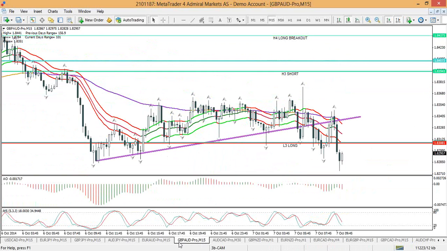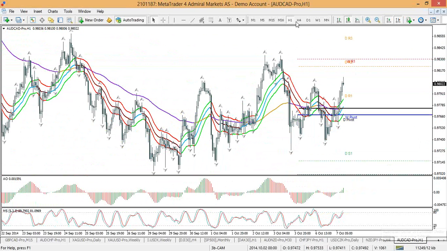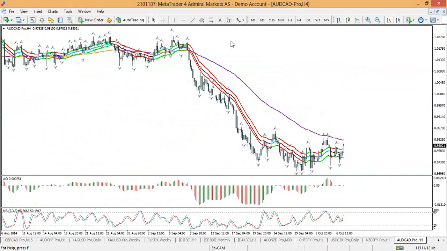Pound CAD, pound odd. Let me take a look at the odd CAD now, because pound CAD, pound odd, pound yen all look bearish. So let me take a look at the CAD yen and odd CAD one more time. Odd CAD is moving up at the moment, but it was in a downtrend.